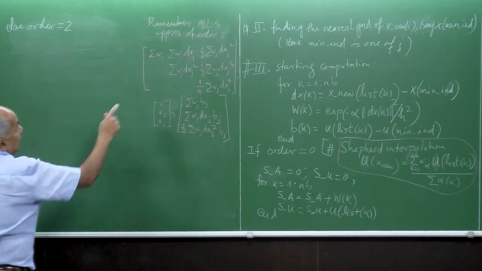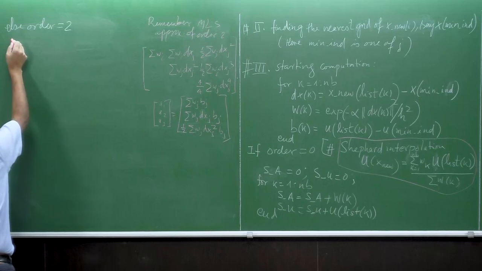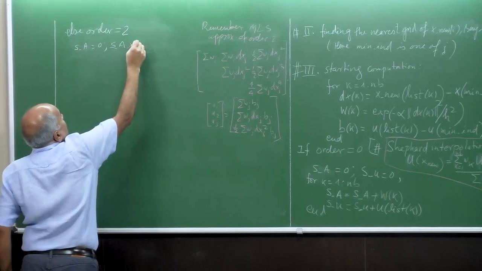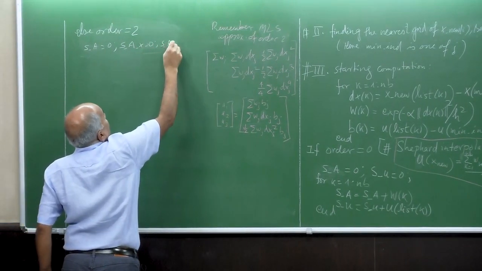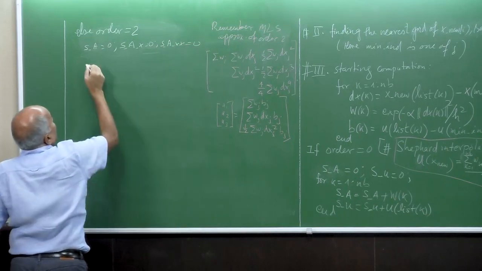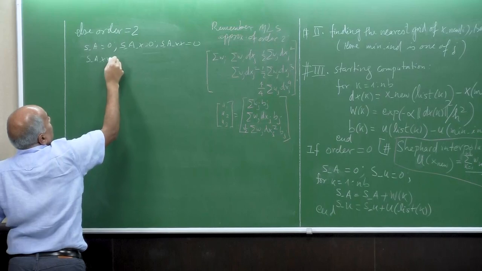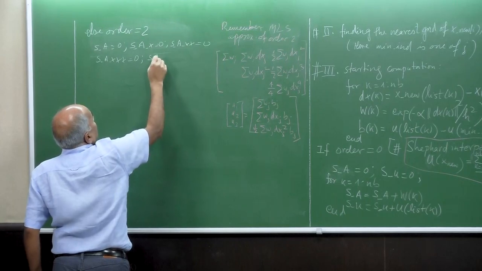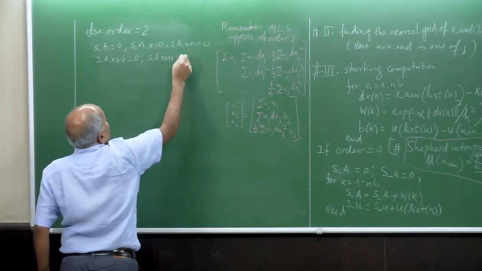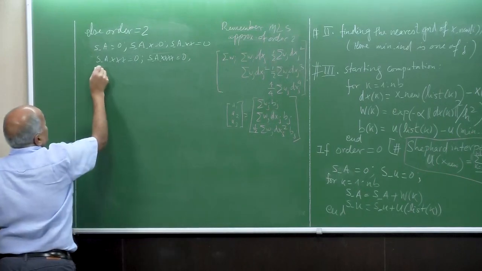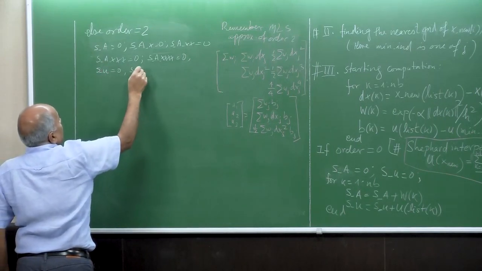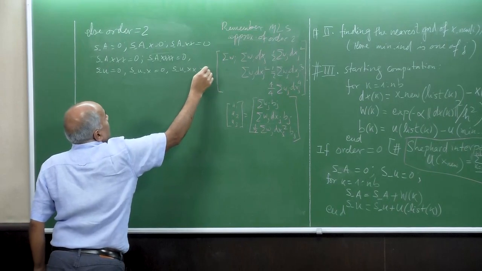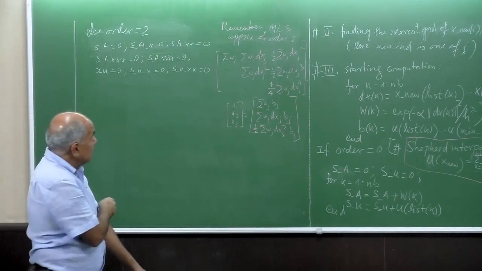So initialization: sa is again 0, sax is 0, saxx is 0, we have triple x as well, up to order 4, sa1234 is 0. The right hand side initialization: s of u is 0, s of u of x is 0, s of u of xx is 0. Yeah, this is the initialization.